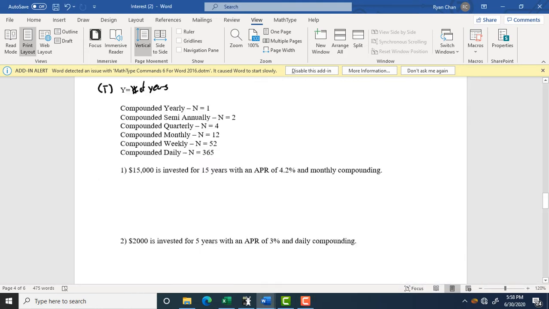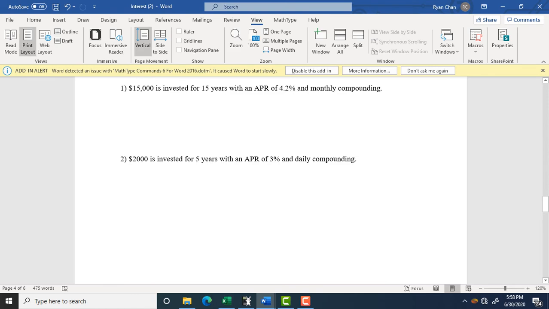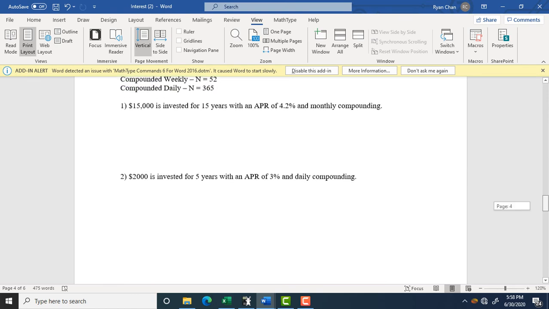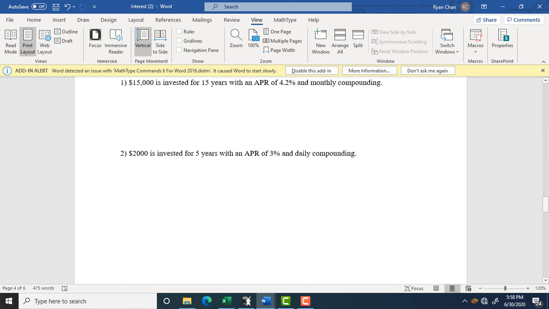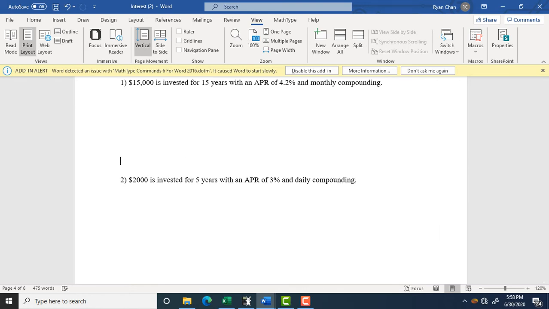So let's get started with a problem here. Okay. So it says 15,000 is invested for 15 years with an APR of 4.2% and monthly compounding. So I'm going to do the following here. Let me give myself some space. So I'm using the formula A is equal to P times 1 plus R or APR over N raised to the NT.